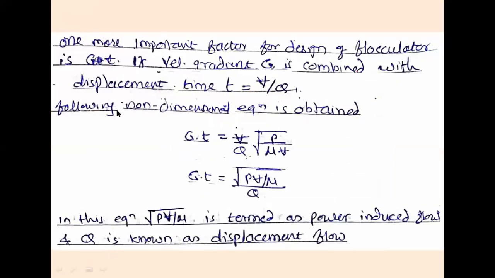Here, one more important factor for the design of flocculator is Gt, G dot T. It is the product of G and t. G is the velocity gradient, and t is the detention time. So write down there, Gt is equal to V upon Q in bracket P upon mu into V.